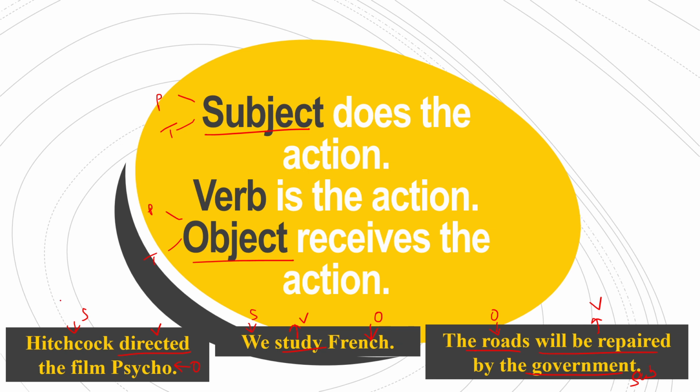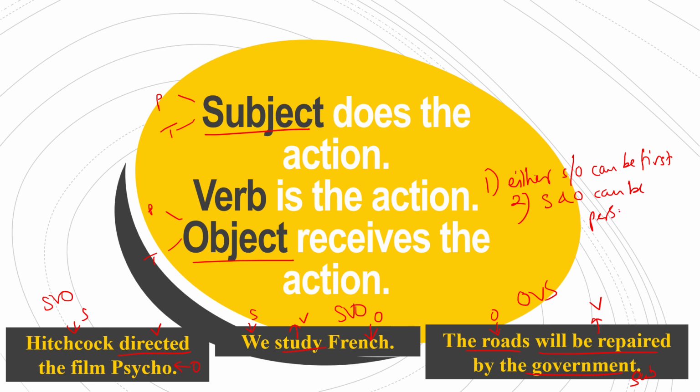So you can see here it's in the form subject verb object. Here again it's in the form subject verb object. Here it's in the form object verb subject. So either can come first. Also remember the first point is either can come first, and the second point is subject and object can be persons as well as things. Don't be under the impression that because it's called object it has to be a thing. An object can be a person as well.